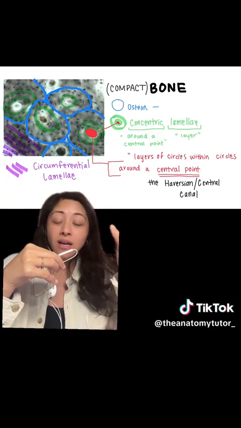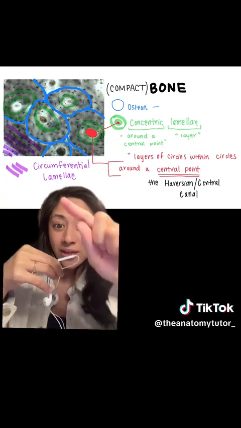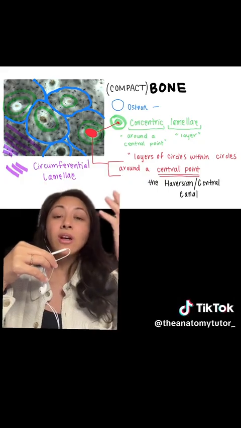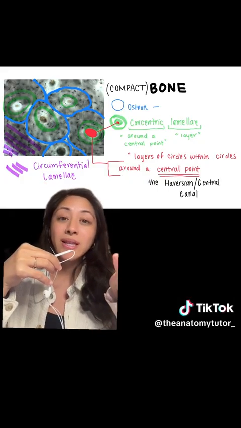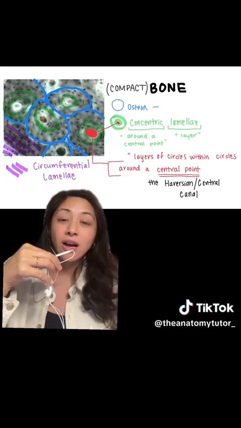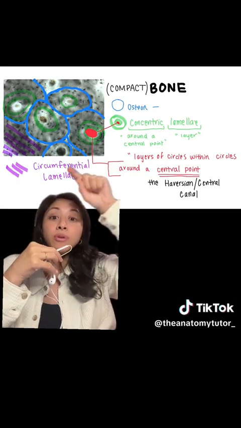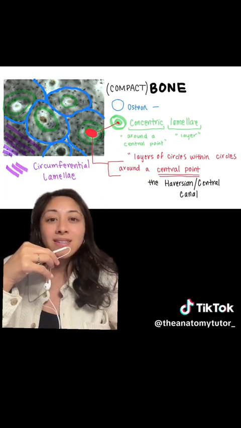And now I'm going to point out here in that purple, we have what's called the circumferential lamellae. And this is merely the linear layers of bone matrix that are going to surround the greater community of osteons, as you can see in this slide.